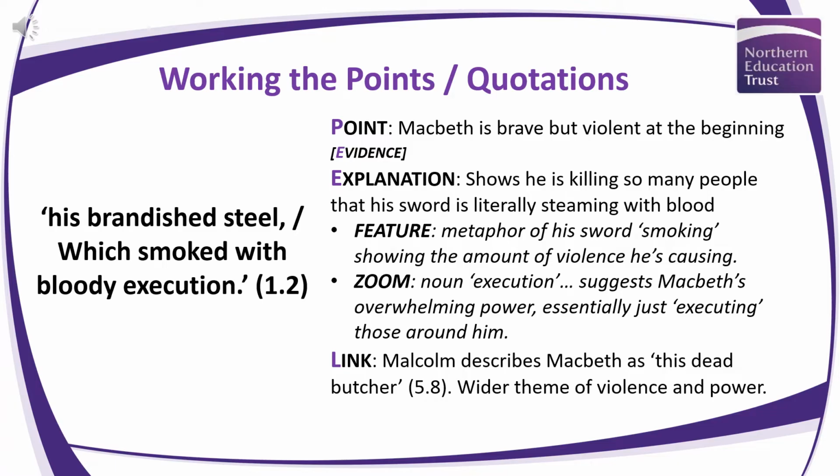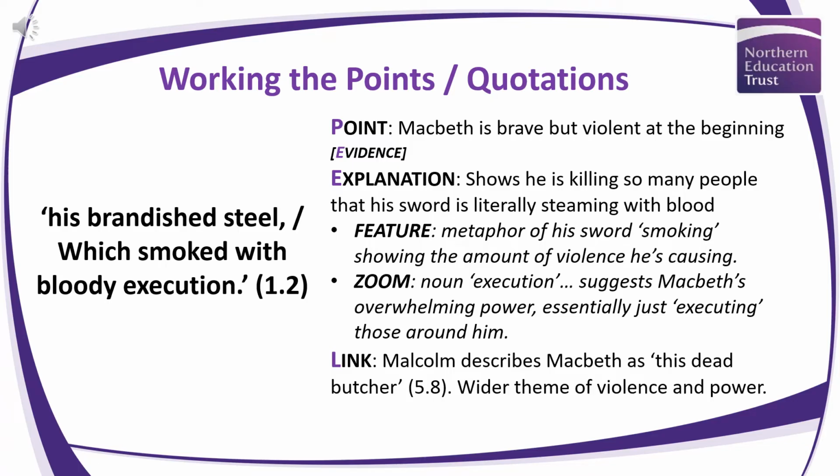I'd zoom in, I think, on the noun "execution." Obviously, it means "use," if we go back far enough. Here, it could be interpreted, though, as suggesting the overwhelming power that Macbeth has, that he's essentially just executing those around him, that they're powerless against him. And I make a link to the end of the play, where Malcolm describes Macbeth as this "dead butcher" in Act 5, Scene 8, and how this presents him as someone who just cuts up bits of meat. And it links back to the brutal violence and also the power of his sword, having "smoked with bloody execution."